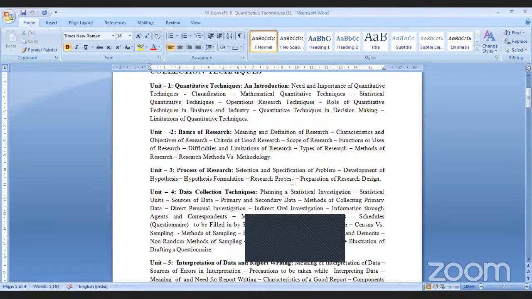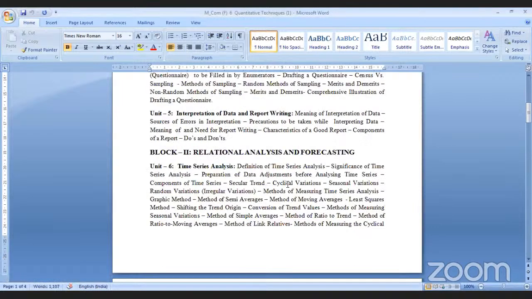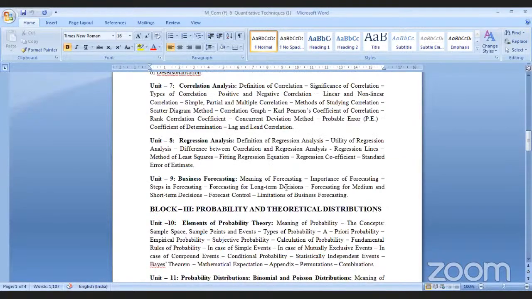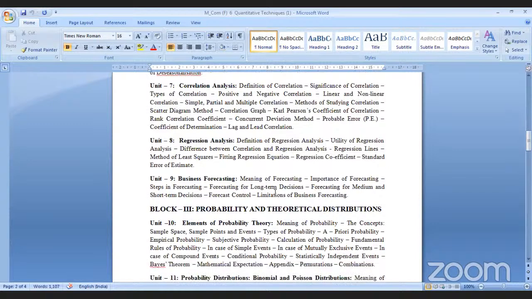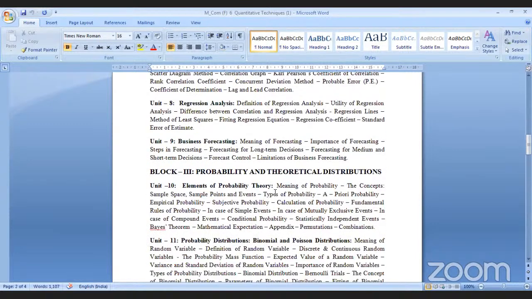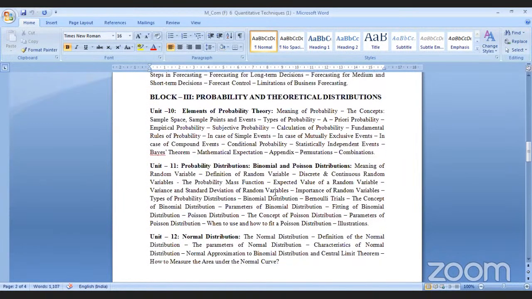So here we already completed block one, and in block two, correlation and regression are completed. This business forecasting is the theoretical part. You can get the notes.